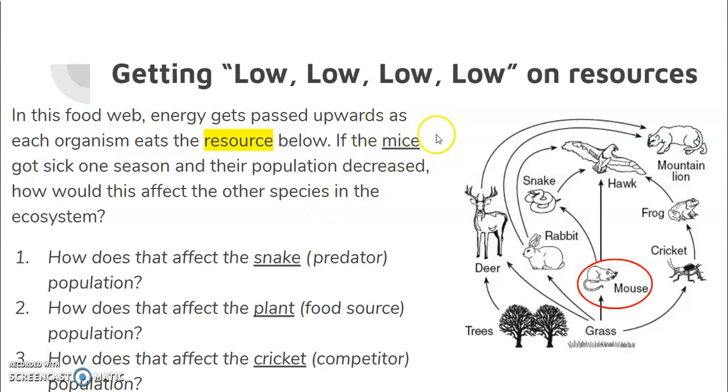In this example, if mice got sick one season and their population decreased, how would that affect the other species in the ecosystem? Pause the video and try to answer questions 1, 2, and 3 on your paper.